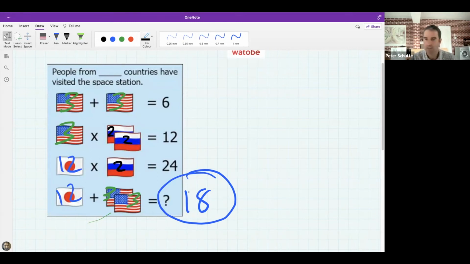So it turns out 18 countries have visited the space station. Woohoo! I did not know that. And I think South Africa is one of them. We learn something new every day.